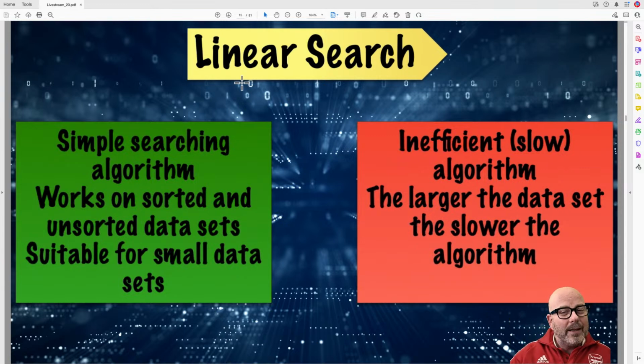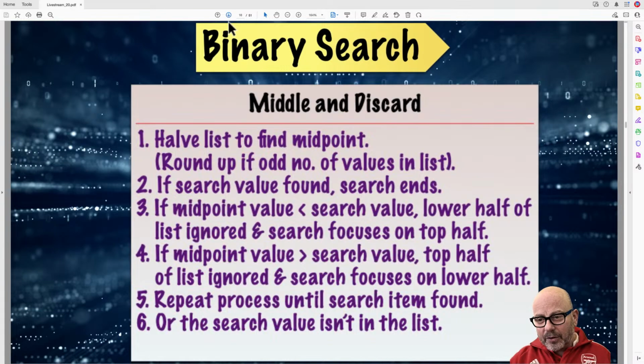The problem is it's a slow algorithm, and the larger the data set, the slower the algorithm, literally, because it's going one by one by one. So if you're searching 10,000 items and it's the 9,000th or the 10,000th item, you'll be searching for a long time, okay? So that's the disadvantage there. So make sure you've got a sense of what the pros and cons are of each one.